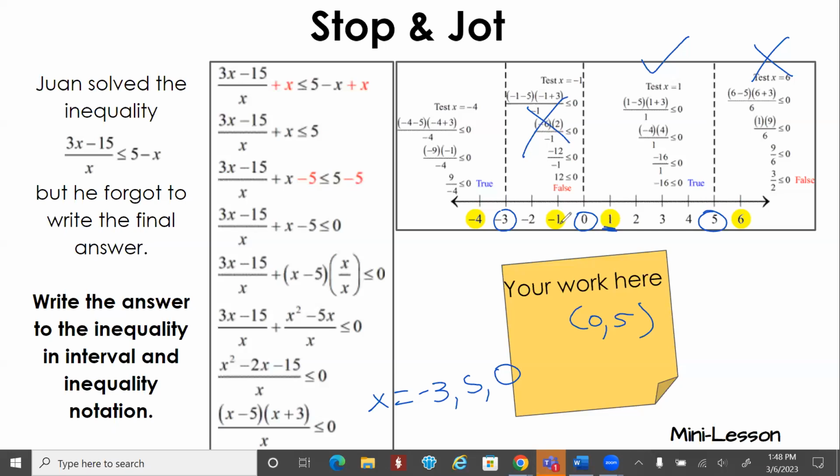Okay, from negative 1, he plugged in. It did not work there. But when he plugged in negative 4, it did work. Okay, so he's going to say from 0 to 5, and then from negative infinity to negative 4. This would be our answer.